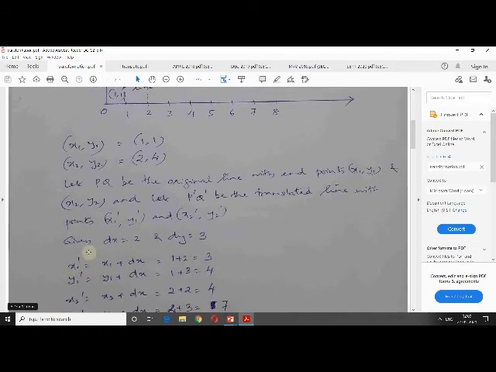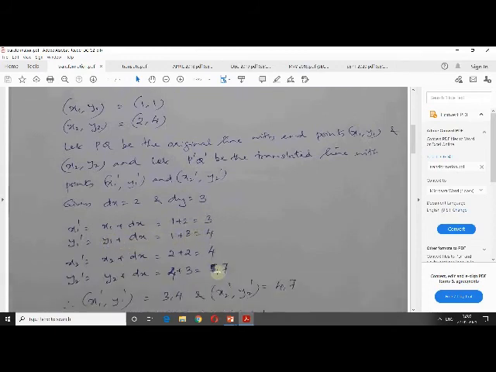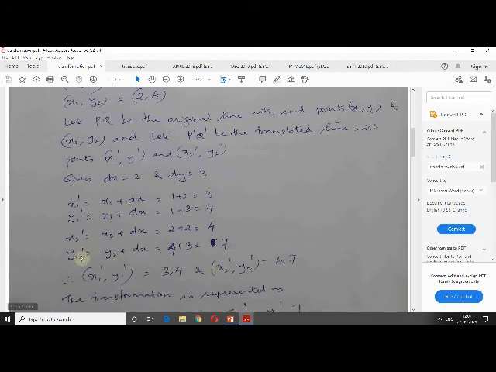So you can write x1 dash is equal to x1 plus dx. That is, you have to add 2 units to the original x-axis point, 1 plus 2, 3. y1 dash is equal to y1 plus dy. You have to add 3 units to the y-axis. That is the question. So you can add and write it like this. Similarly, you can find out x2 dash and y2 dash.